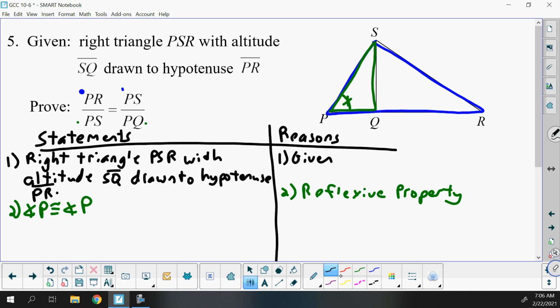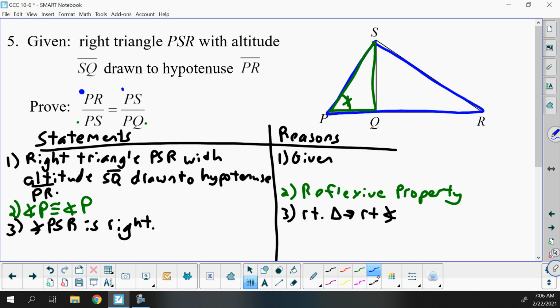And for the other one, we're going to work with right angles eventually. So notice they told us PSR is a right triangle. Well, we're going to use something we usually don't use in this direction, but we're going to say right triangle implies right angle. And in triangle PSR, if the hypotenuse is PR, that means that angle PSR is right. So we don't mark anything in our picture because we haven't said anything's congruent, but we got PSR is right.